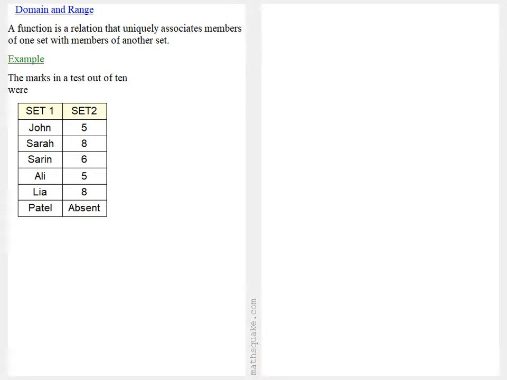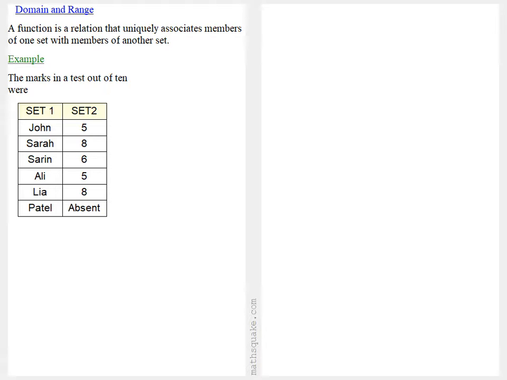So for example, supposing we have a group of people and they take a test which gives marks out of 10. The first set is the set of people, and the second set is their set of marks. Now actually Patel was absent, so he did not get a mark. So the people who got marks, John, Sarah, Sareen, Ali and Lisa, form what's called a domain.